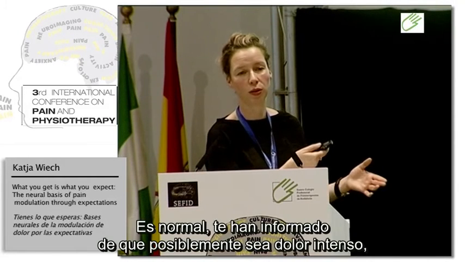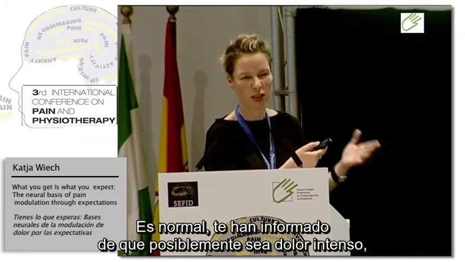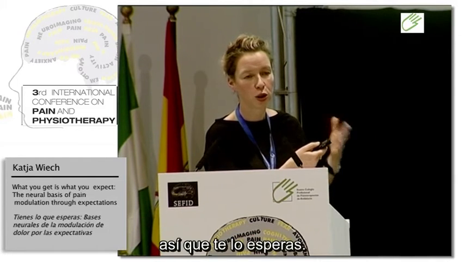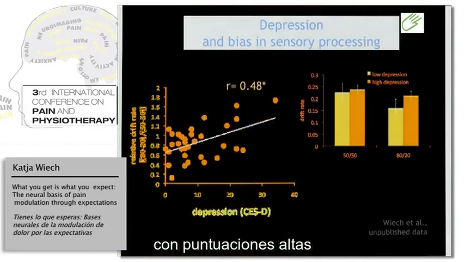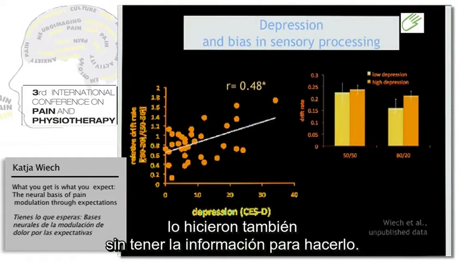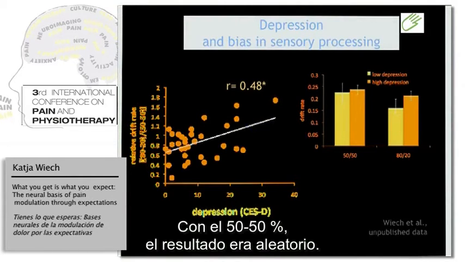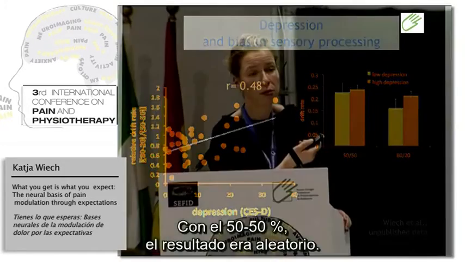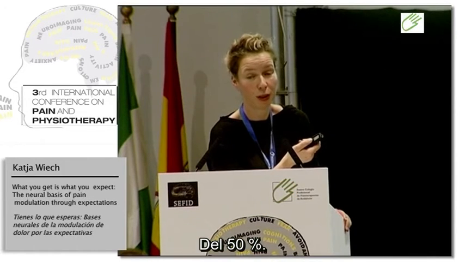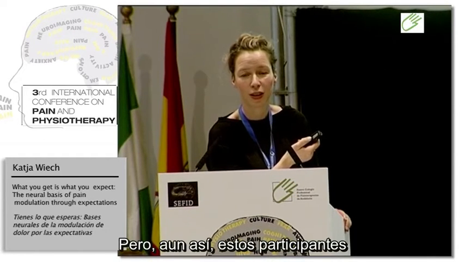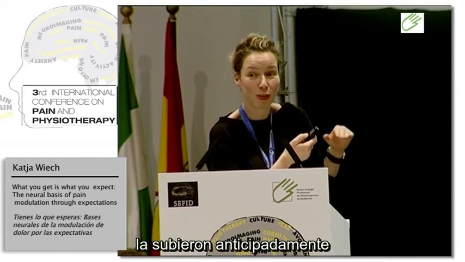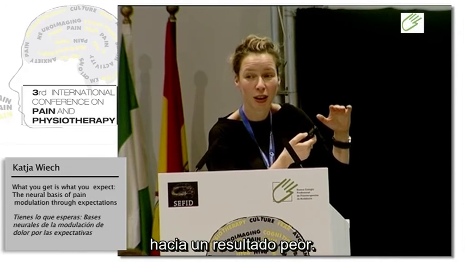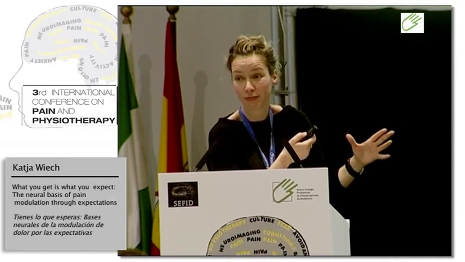So that's quite normal. You have the information, it's very likely that you will get high pain, so you do expect it. Okay. But interestingly, the ones who scored high on that questionnaire already do that when they don't have the information to do so. So in this 50-50 condition, the outcome was completely random. It was 50-50. And still, these participants would already, in anticipation, move their prior up towards that more awful outcome.